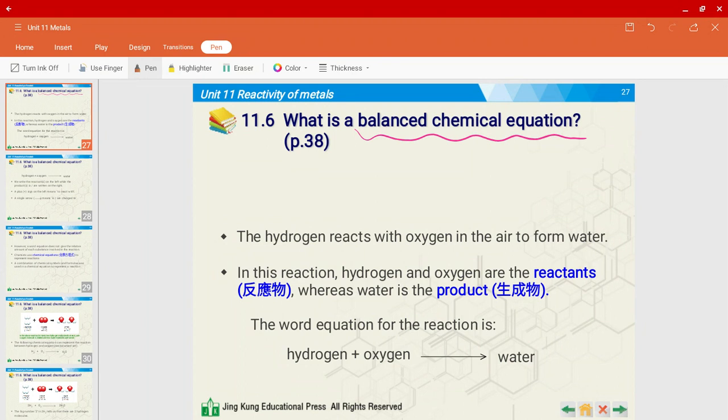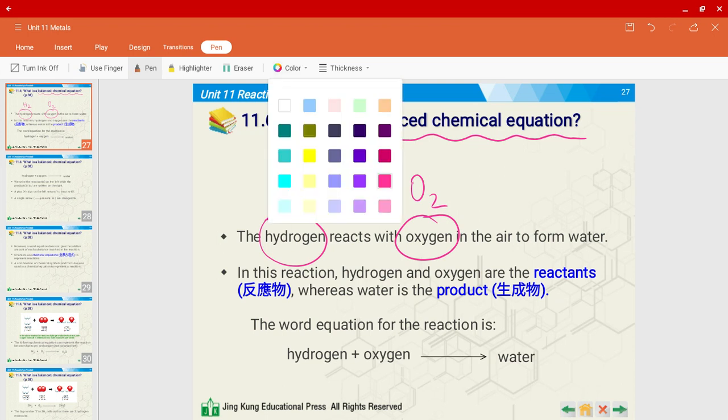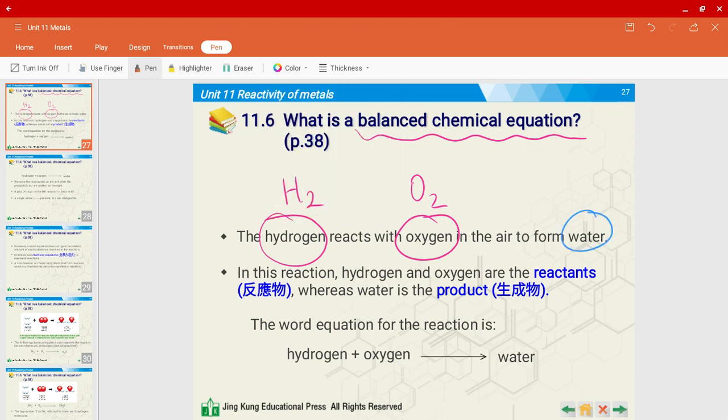So let's use an example of hydrogen. Do you guys remember the chemical formula of hydrogen? Yes, this is H2, and oxygen, which is O2. So we're going to use an example of hydrogen reacting with oxygen to form water. Water is H2O. So in this reaction, hydrogen and oxygen are the reactants.